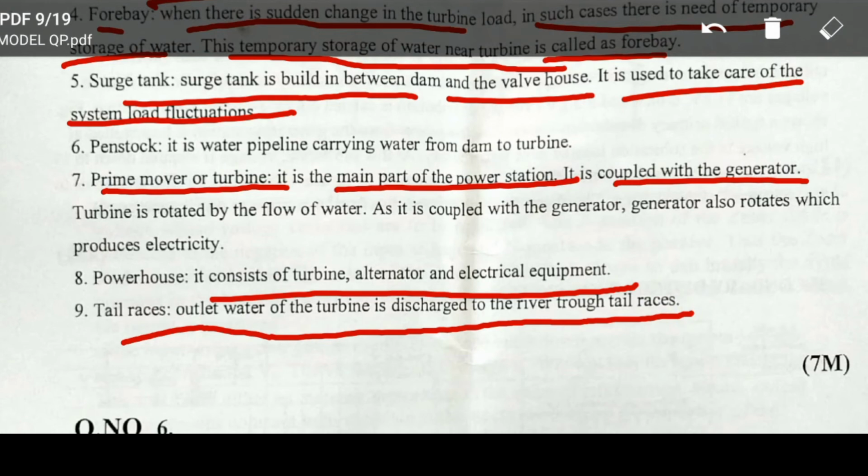This is a simple example for BEEE, that is a hydropower station. Diagram and theory you have to write: dam, penstock, turbine and reservoir. What are the parts we have to remember first?